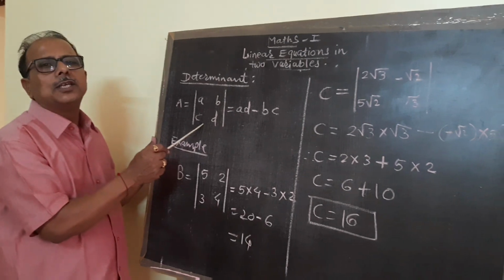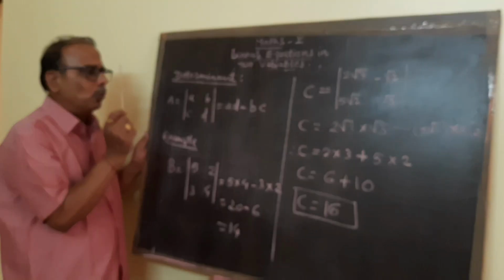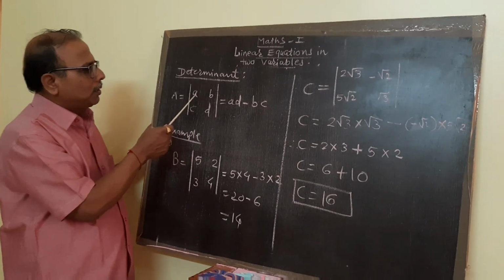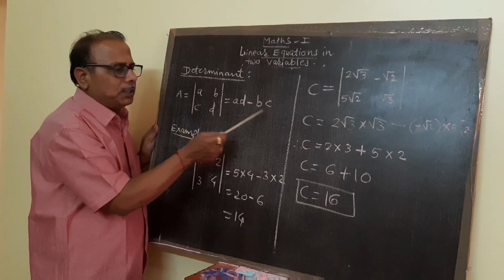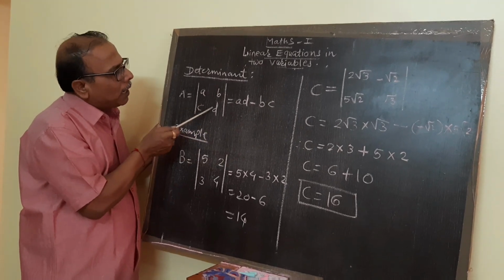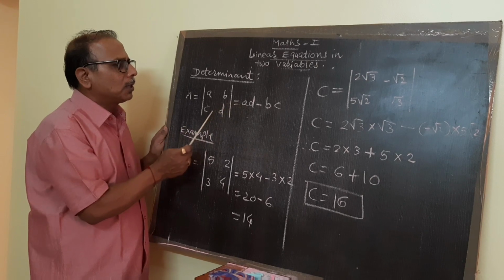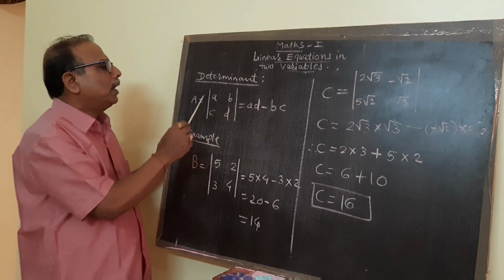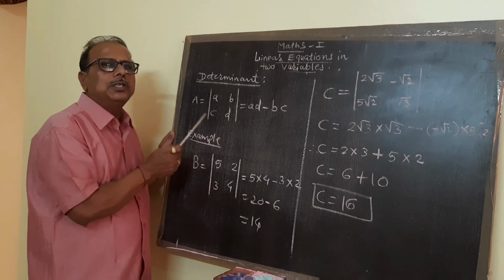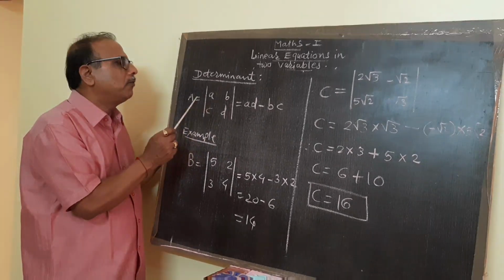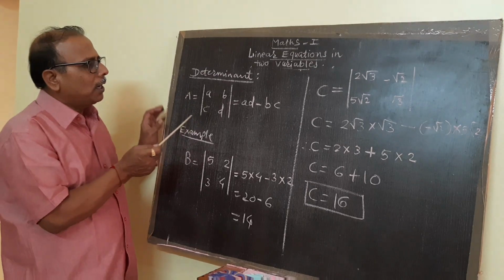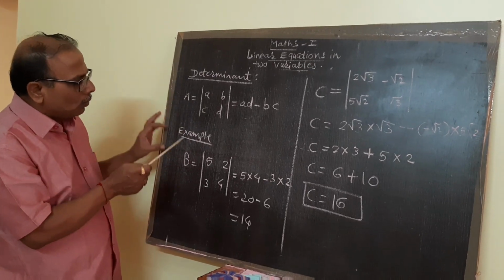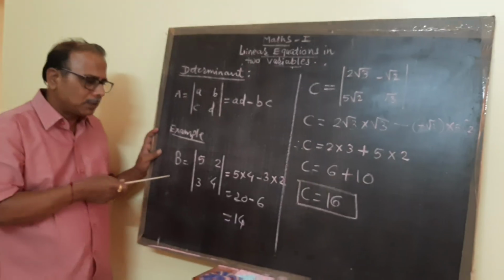This arrangement is said to be a determinant of order 2. Its value is calculated as ad minus bc. That means we first take the product of a and d, and subtract from it the product of b and c. So we get a number which represents the value of this determinant. We can calculate the values of some determinants like this.